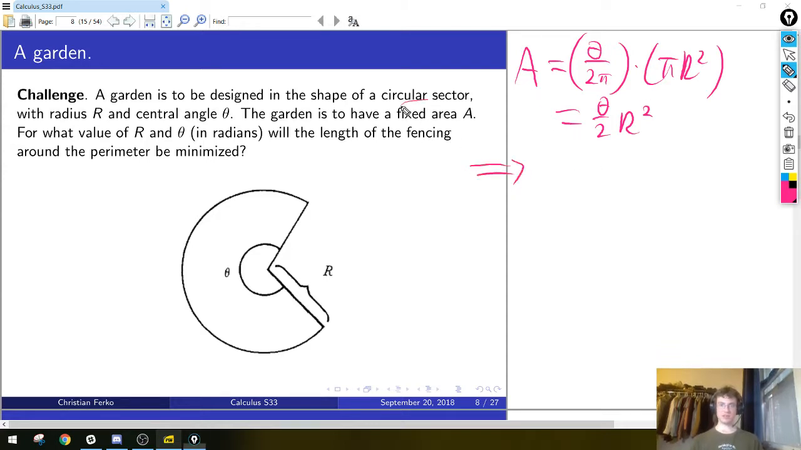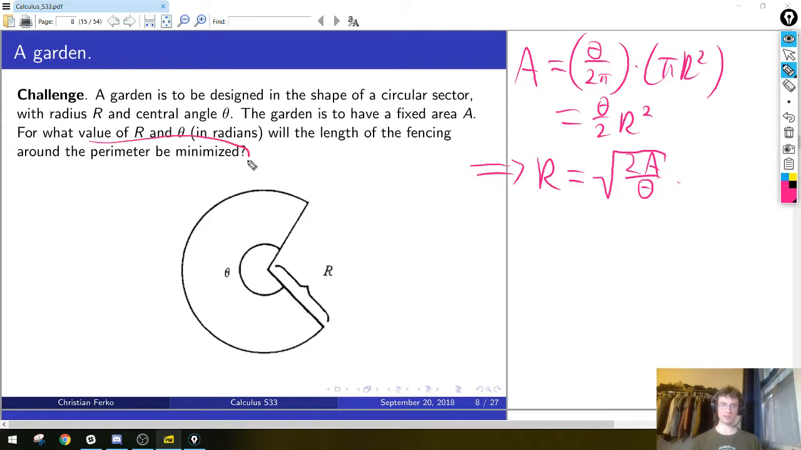Good, so since the area is fixed, this thing's a constant, I'm going to go ahead and solve for one of these, like r. We're trying to eliminate anything which is constant. So if area is a constant, maybe I should solve this in terms of r. If I move 2 to the other side, I have 2A over theta equals r squared, and then I take a square root, so that r will be the square root of 2A over theta, since A is constant. Okay, so that gives us r.